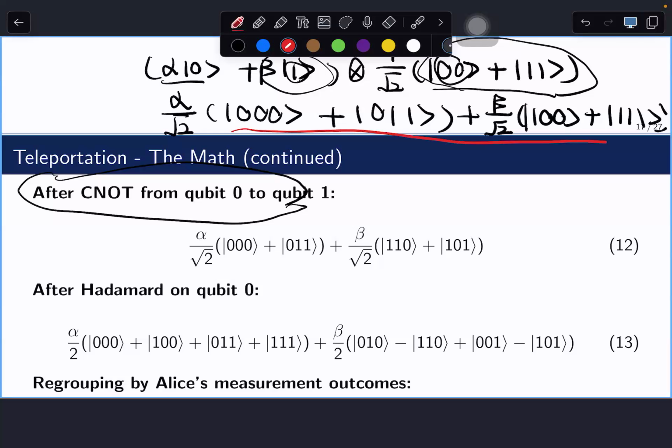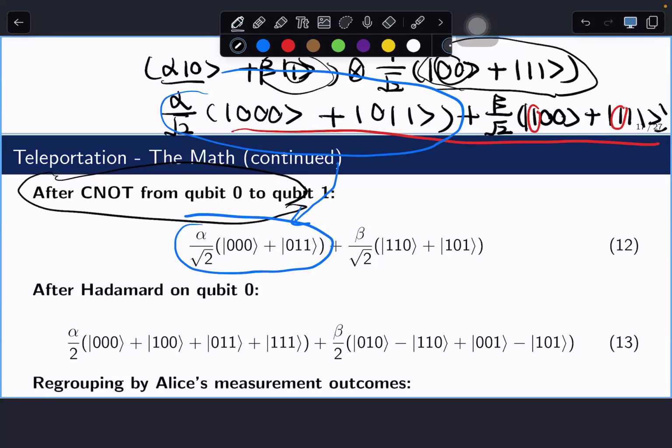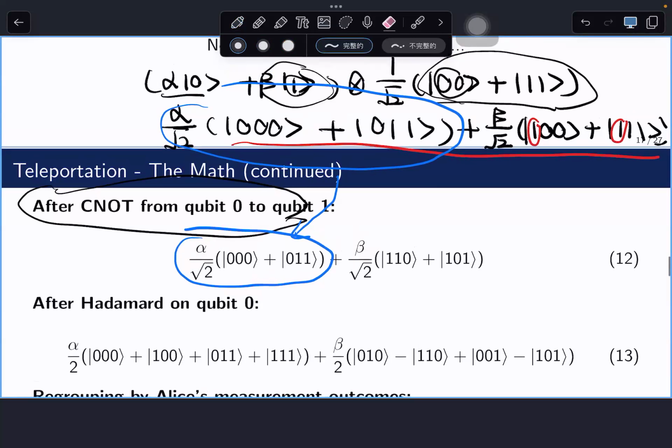So for all 4 possible states, we observe that this state has 1 as the first qubit, and also this one. So we can just copy this whole left part here, and then this is exactly what we get here. And to flip the qubits, we actually just erase this 0 and this 1. So we get from 0 to 1, 1 to 0. And this is exactly what we get here.